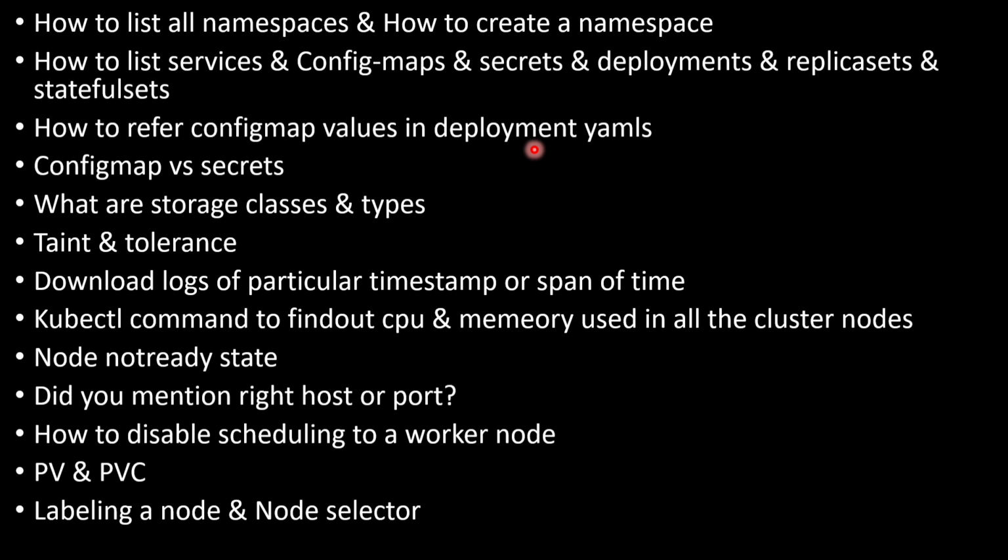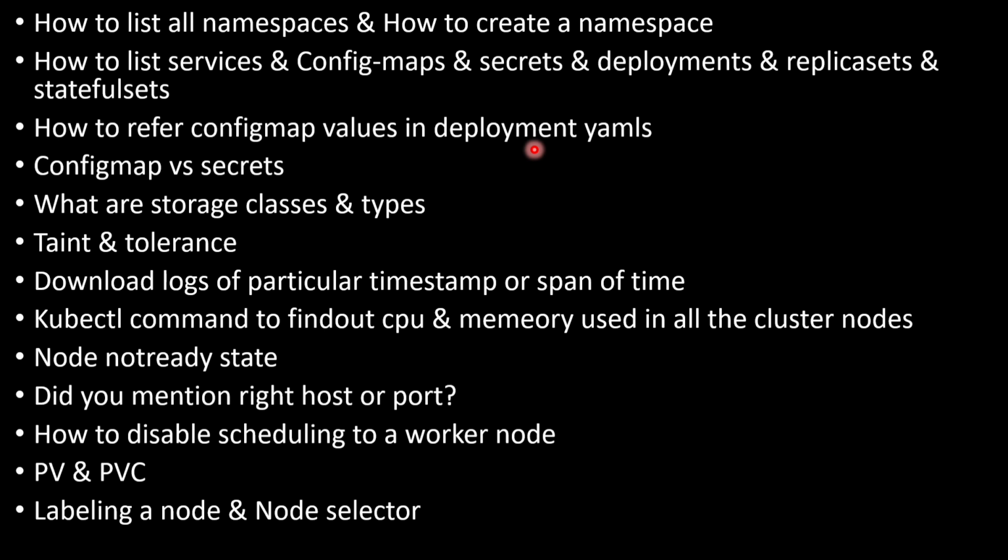Config map versus secret: in config map we will not encode our data, whereas in secrets we encode data. Secrets are mostly used for sensitive information like passwords and all. Config maps are general key value pairs. We can store our data, and we can use that in any number of deployment files.